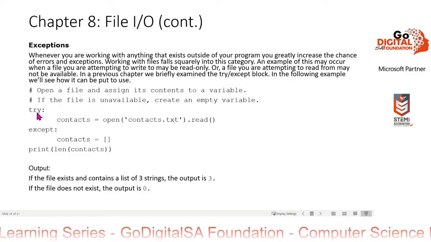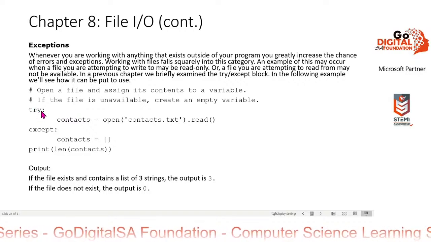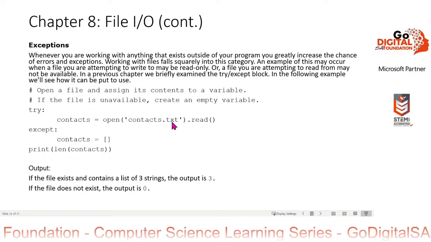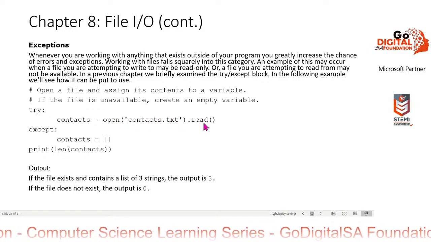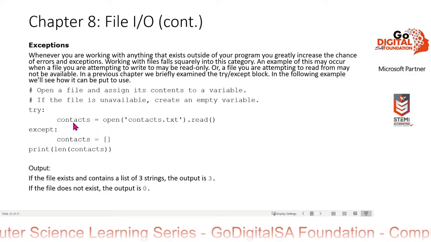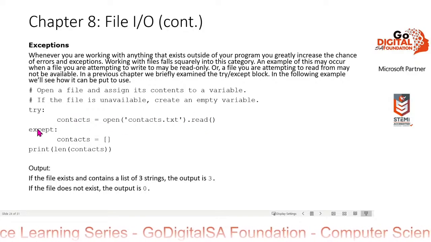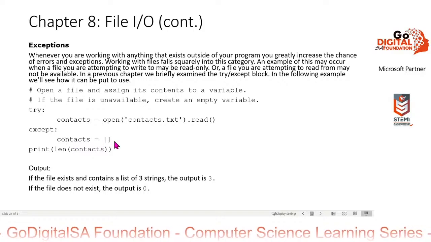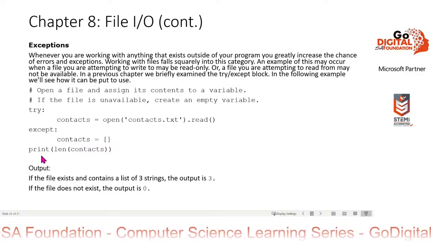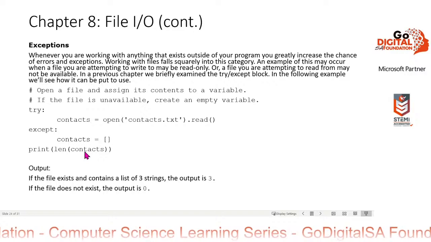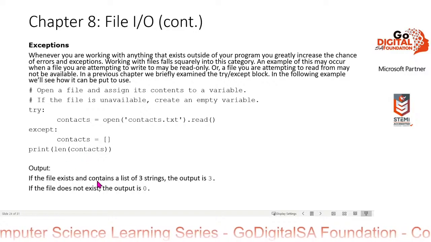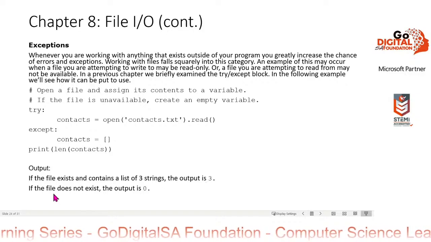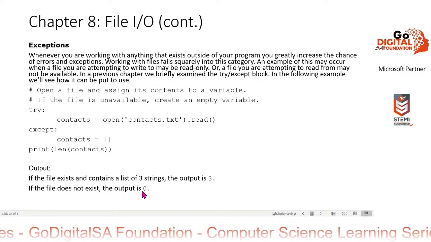So we start our try except block. We say try, context equals, and we open context.txt, and we read it. If this fails for any reason, that throws an exception, and that will set context equal to an empty list. We then print the length of contexts. So if the file exists and contains a list of 3 strings, the output is going to be 3. If the file does not exist, the output is 0.